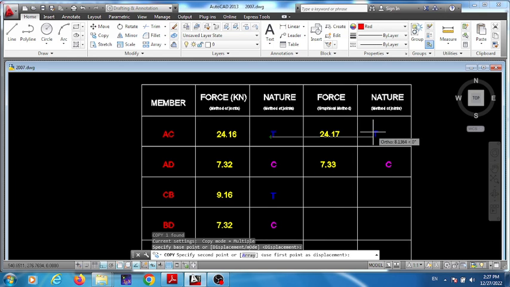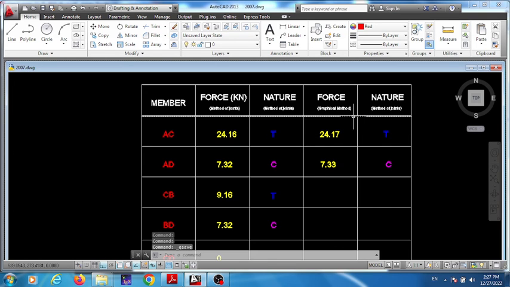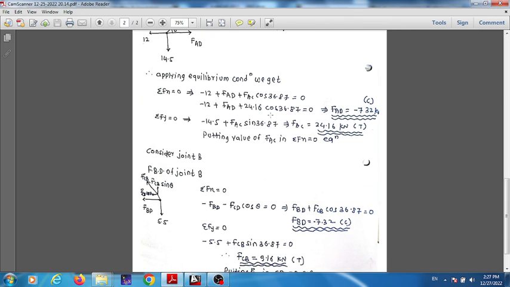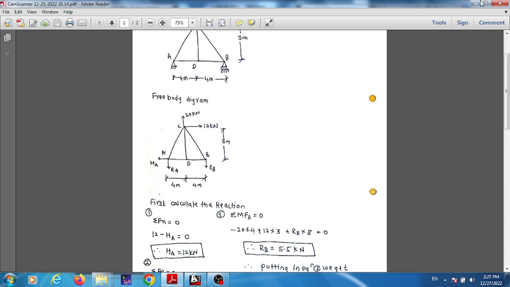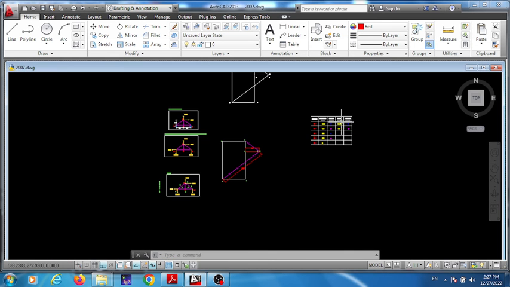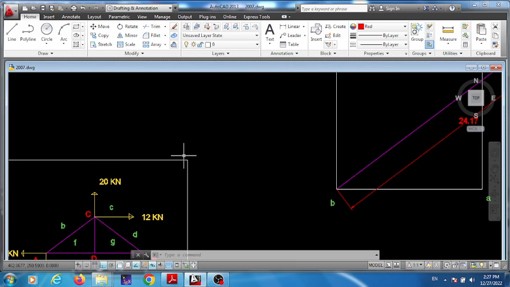So this is the way you can solve any complex truss by using graphical method. I have solved this manually also. I will upload this on my Telegram channel, so you can cross check other values also. It is very simple. If you have AutoCAD or if you have the scale and pen, you can solve very quickly. If you have any doubt, you can ask me.